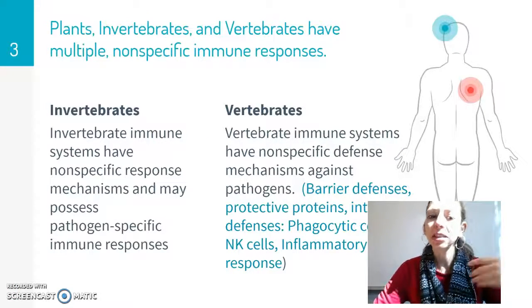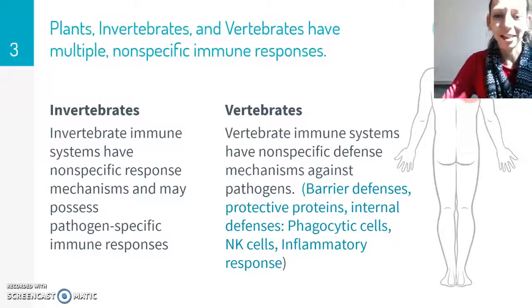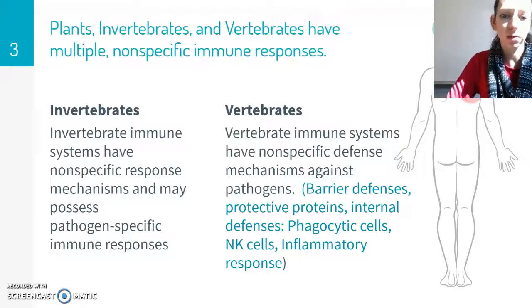Okay, so plants, invertebrates, and vertebrates all have multiple non-specific immune responses, so ones that are just general to the organism. So invertebrate immune systems have non-specific response mechanisms and may possess pathogen-specific immune responses, but in general they do all have non-specific ones. Vertebrate immune systems have non-specific immune defense mechanisms, also specific ones, but the non-specific ones include barrier defenses, protective proteins, internal defenses such as phagocytic cells that undergo phagocytosis, and natural killer cells, and of course an inflammatory response. So all these are part of the non-specific immune defense.